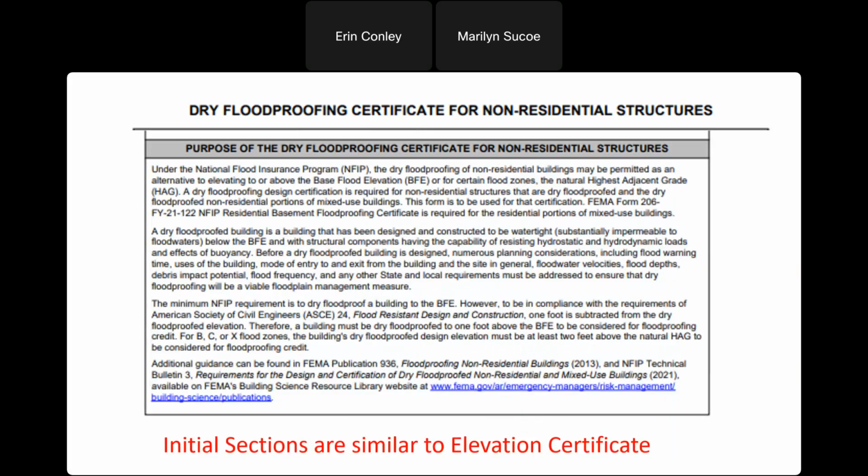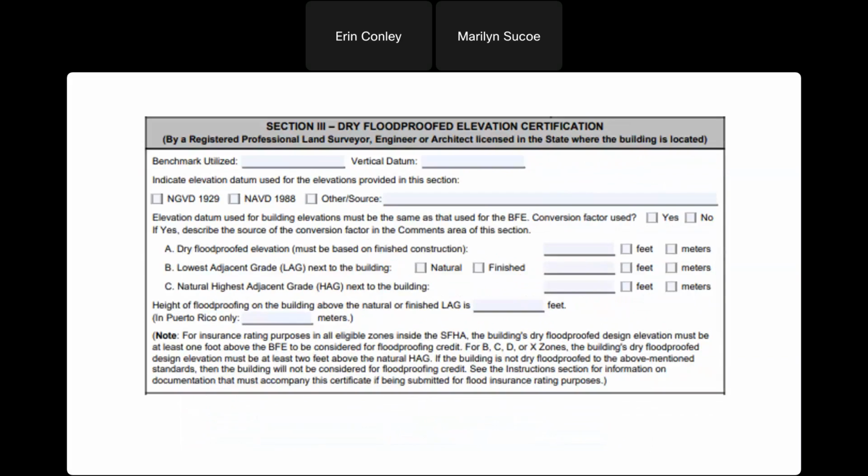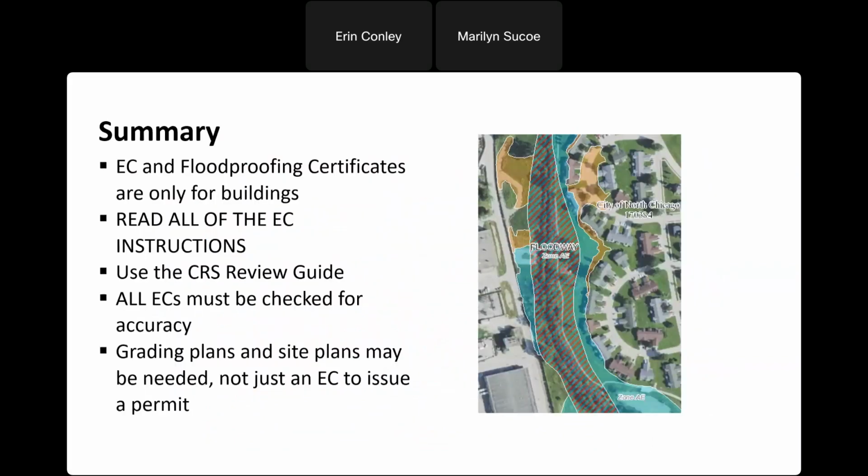These are similar to the elevation certificate. This is the floodproofing certificate. And again, this has got to be completed by a professional engineer or an architect. They have to certify the design of the building is dry floodproofed. And I think we'll have to do that in another day because we are out of time.